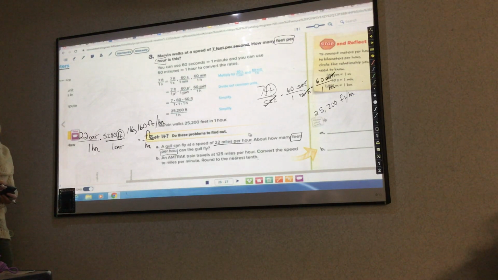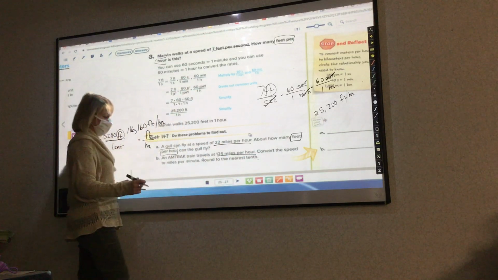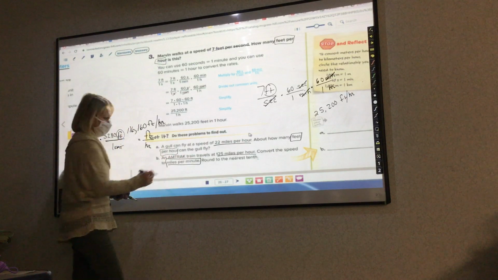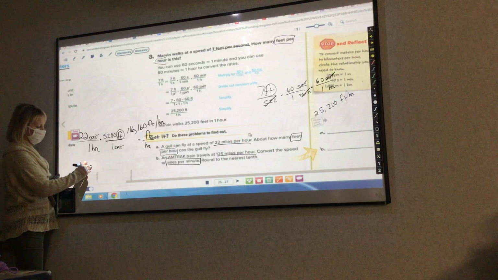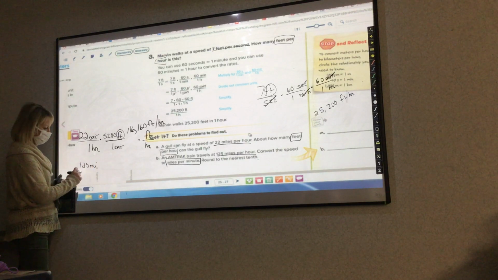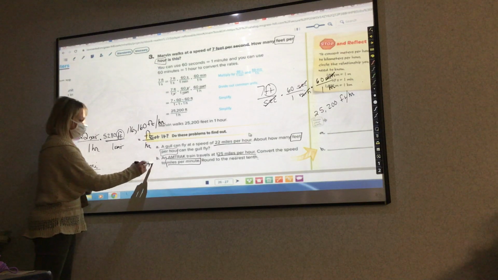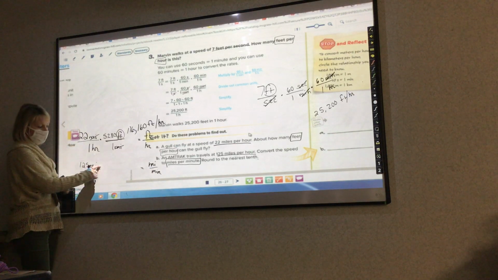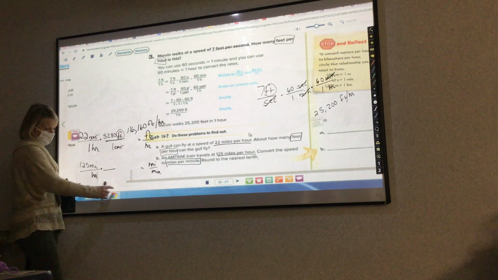Then we have an Amtrak train that travels 125 miles per hour. Underline that. Convert the speed to miles per minute. Put a box around that. So I start with 125 miles per hour, and I'm ending with miles per minute. Do I need to change my miles? No, that's good. But I may need to change my hours to minutes.